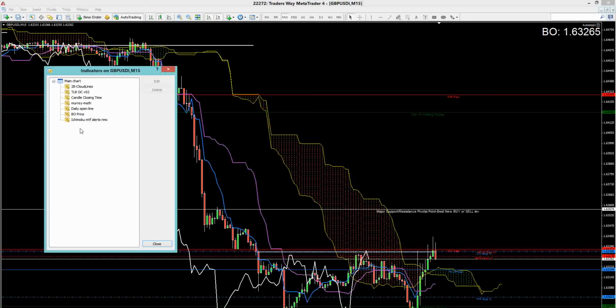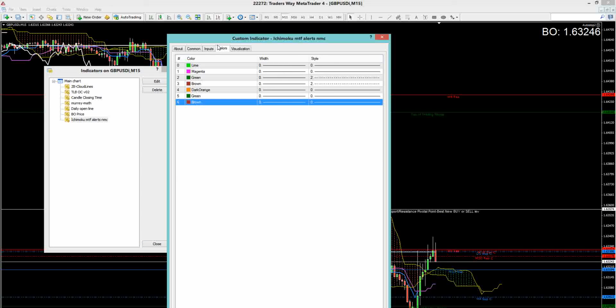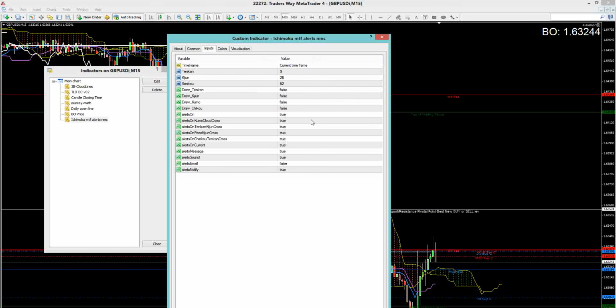Ichimoku MTF alert NMC, that's somewhere in the first 10 pages of this thread. I like it because it gives you the alerts that I like. The biggest alert that I use when I'm trading bins is the alert on price and Kinjun cross, which means price has breached Kinjun up or down. Doesn't matter which way, I get an alert on it. For binary options, that's the biggest one that I focus in on, and we're going to be focusing on binary options today, so that is good.